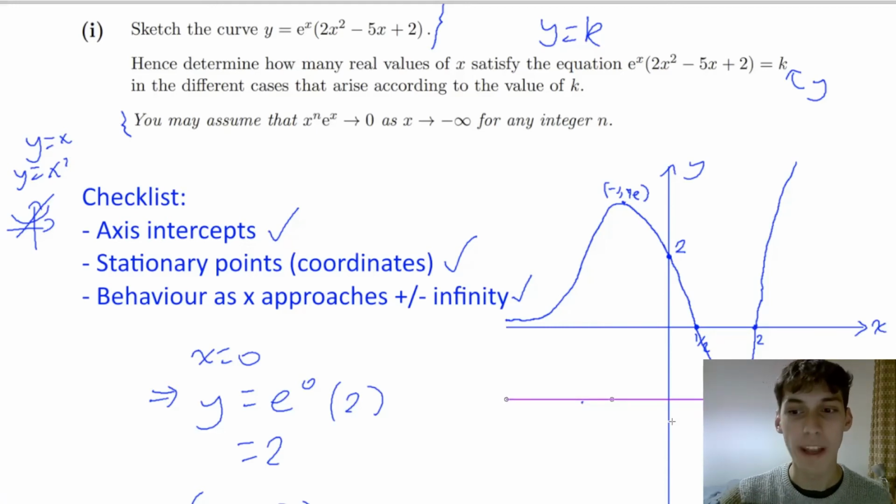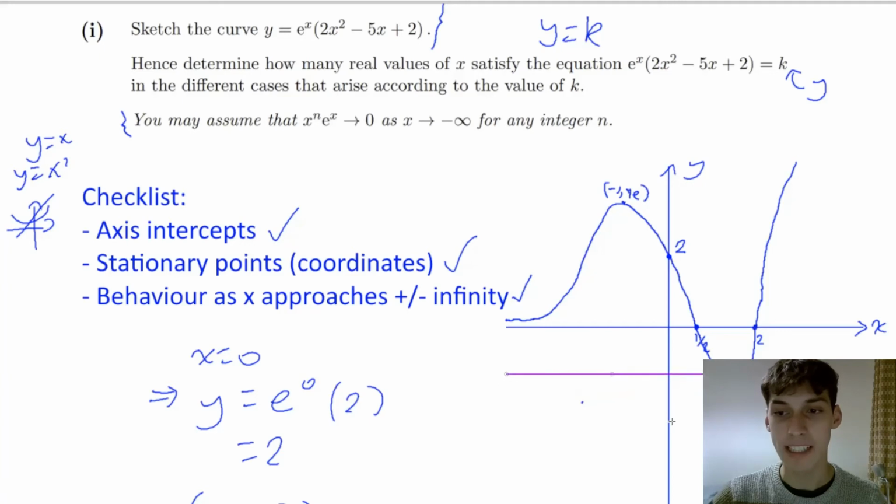Here we've got one intersection. So this is where the y value, so k, is equal to minus e to the 3/2. And as soon as we're away from that, we get 2. So we've got 2 intersections here, 2 real values of x satisfy this equation.